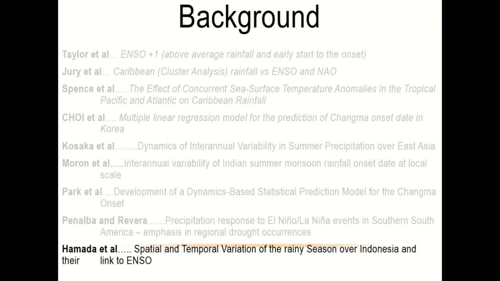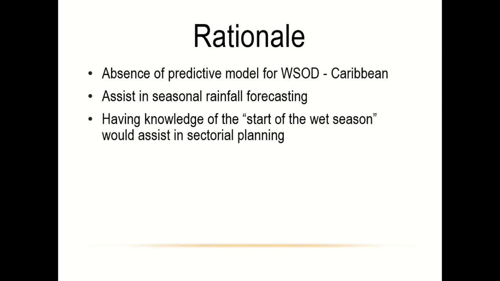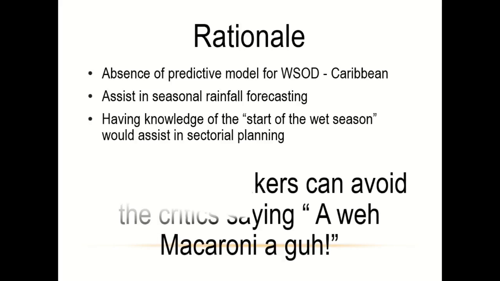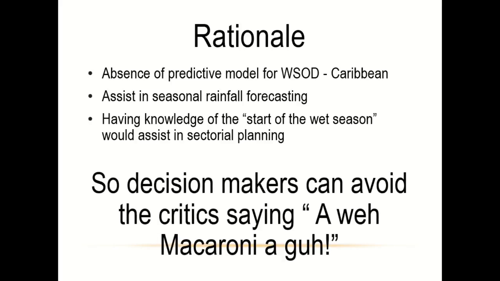Other papers would have also attempted to define the wet season and what we constitute as rainfall season. Because in a general sense, we just say when we have abundance of rainfall, that's a wet season. We want to actually define it in a more robust sense. Now, the rationale: we have an absence of predicting wet season onset dates within the Caribbean. It will also assist in seasonal forecasting skill, and having a knowledge of the start of the wet season will help in planning. And you don't want critics to say, where am I going? When did I get it right?